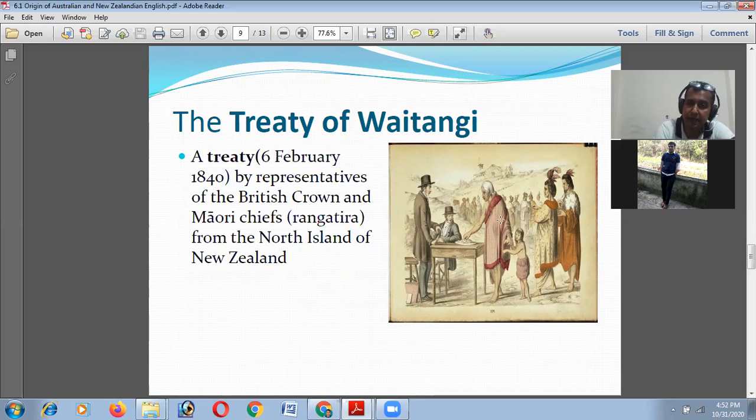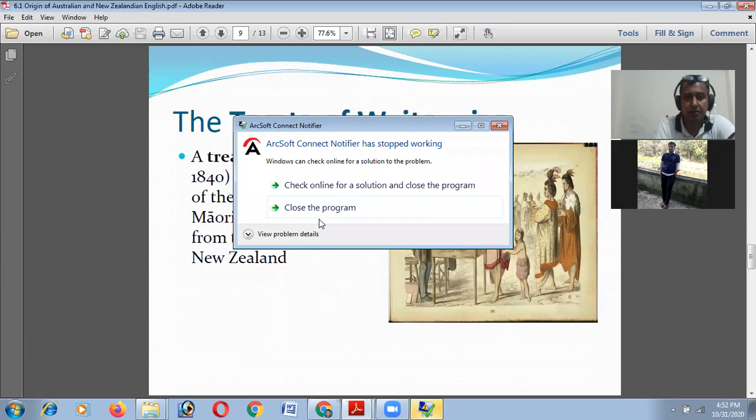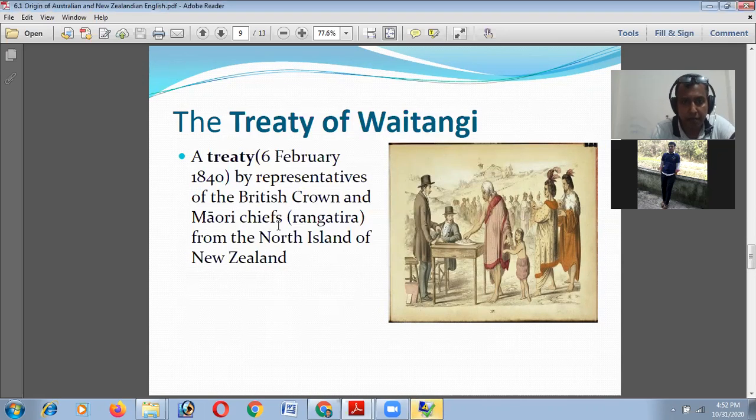And that is the Treaty of Waitangi. These are the Maori chiefs, the Aboriginal people of New Zealand, and these are the British. So there was a treaty signed between the people of New Zealand and the British government in 1840, by the representative of the British Crown and Maori chiefs from the North Island of New Zealand.